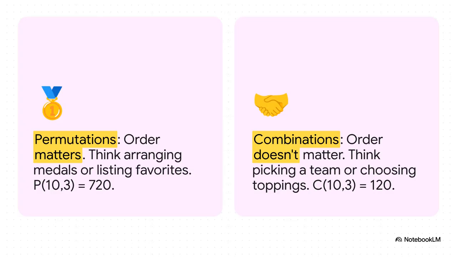Here it is, the ultimate cheat sheet. If you're trying to figure out which one to use, just look for the key words. If the problem talks about arranging, ordering, or lining things up, it's a permutation. If it talks about selecting, choosing, or making a group, it's a combination. That's why picking specific roles like president and VP from 10 people has way more possibilities than just picking a team of 3 from that same group of 10.